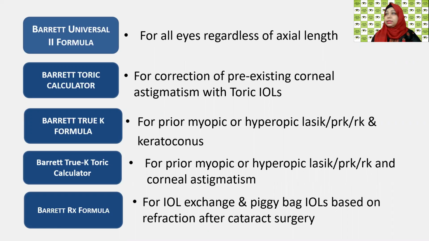The first is the Barrett Universal Formula, which can be used for all eyes of all axial length. Second is the Barrett toric calculator for correction of pre-existing corneal astigmatism with toric IOL. And the third one is very important, that is the Barrett True K formula for prior refractive surgery patient.